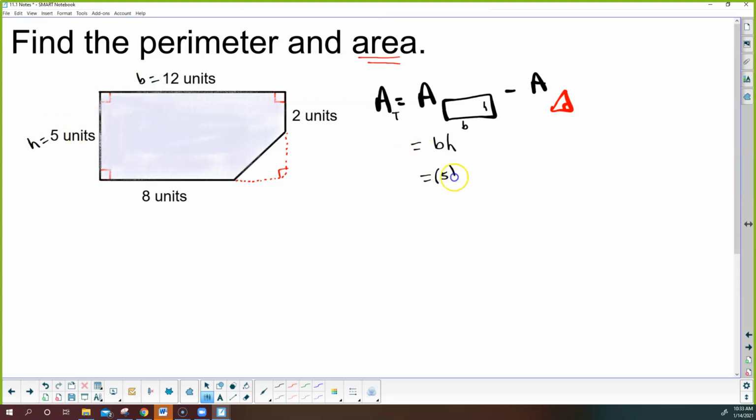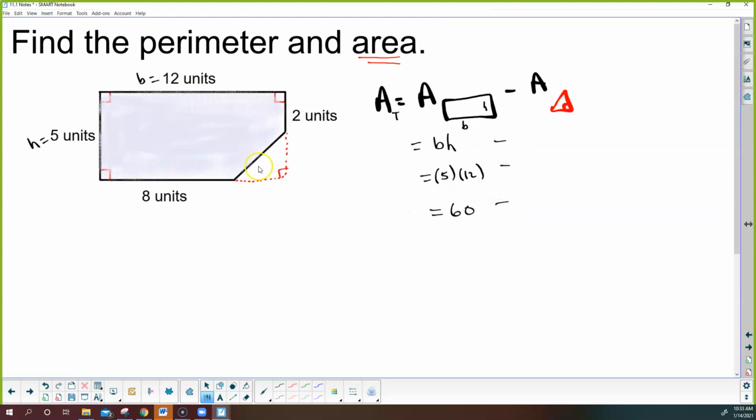So 5 times 12 is 60. And yes, you can cut this into multiple different sections. I'll share with you just one way that I would do it. There are many different ways that you can approach this problem.